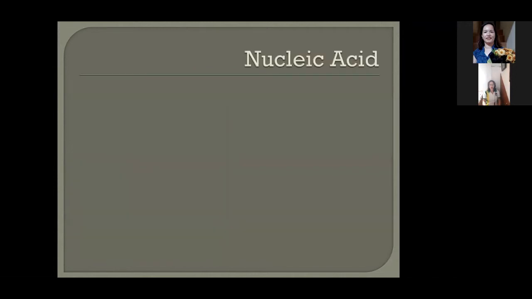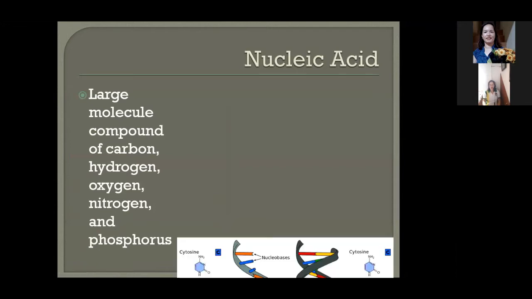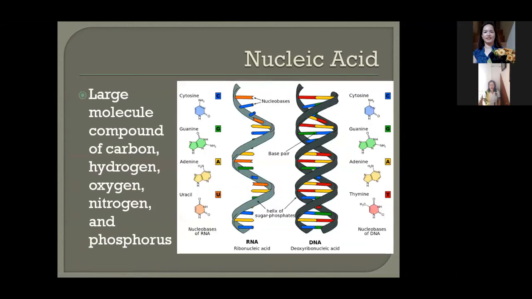Nucleic acid is a large molecule composed of carbon, hydrogen, oxygen, nitrogen, and phosphorus. These are the elements that you can find in the nucleic acid. And there are actually two kinds of nucleic acid. What are those? We have DNA and RNA. I want you to look at the figure here and figure out the difference between RNA and DNA.